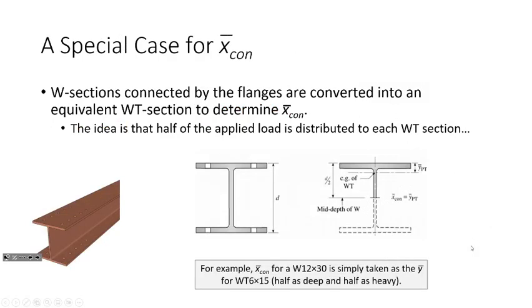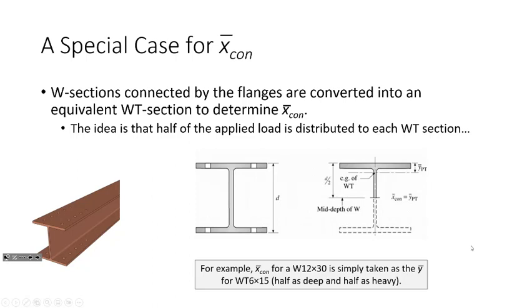And the special case for X bar says that if you have a W section connected via the flanges, in order to get the X bar for shear lag, we have to convert it to an equivalent WT. The idea is that if you connect it here and you connect it here and you yank on it, half the load goes to the top of the section, half the load goes to the bottom of the section. So to get the connection eccentricity, we look up Y bar for this equivalent WT.